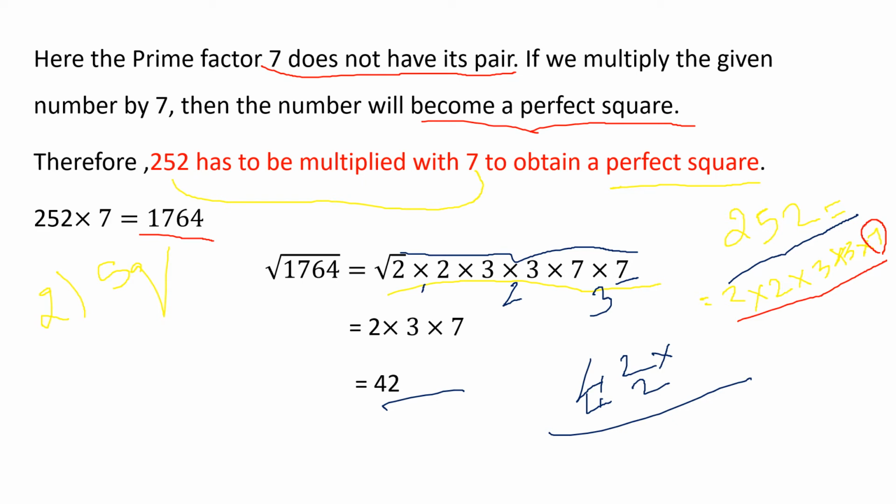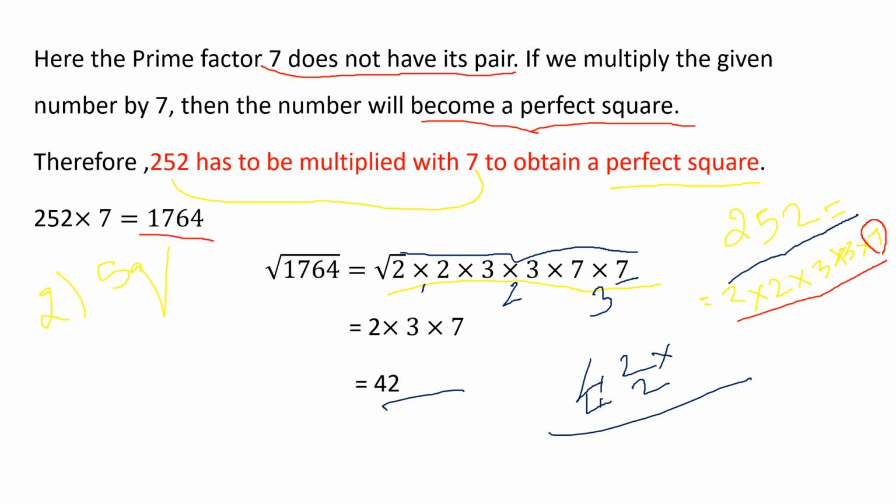1764, are you getting? Yes, you are getting, right? So this is one method of finding the perfect square. I'll just repeat it. First, you want to do the prime factorization for the given number. Then you write it down.